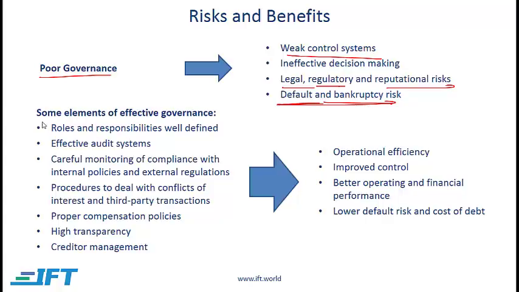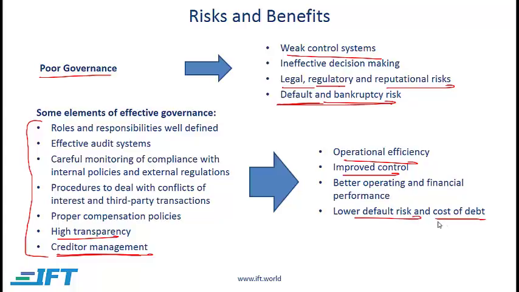On the other hand, here are some elements of effective governance. Roles and responsibilities are well defined. There is an effective audit system. There is careful monitoring of compliance with internal policies and external regulations. Procedures to deal with conflicts of interest and third-party transactions are in place. There are proper compensation policies. There is high transparency. There is good creditor management. And all this leads to operational efficiency, improved control, better operational and financial performance, and lower default risk and lower cost of debt.